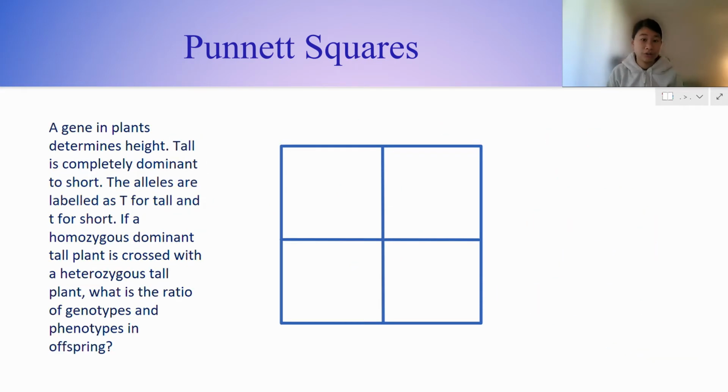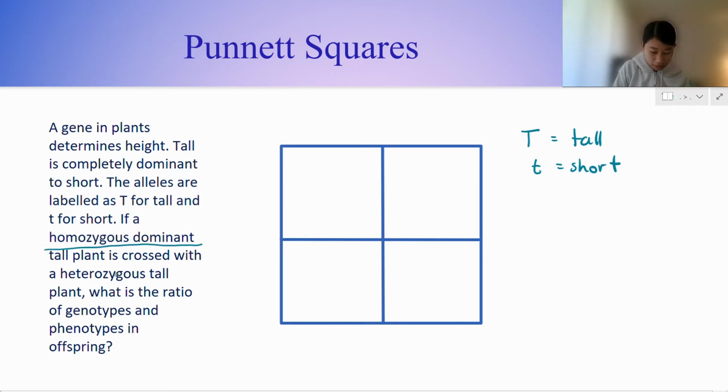So let's do another of these problems. This one is again talking about tall plants and short plants. Again, capital T is tall and lowercase t is short. Now the point where this differs is the parents. So now we have a homozygous dominant and a heterozygous.